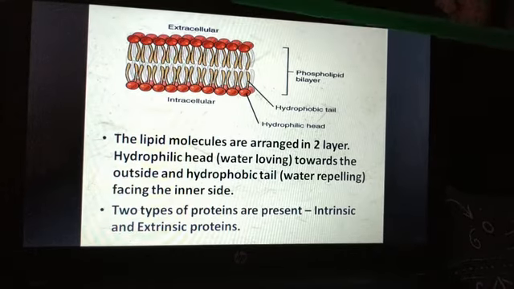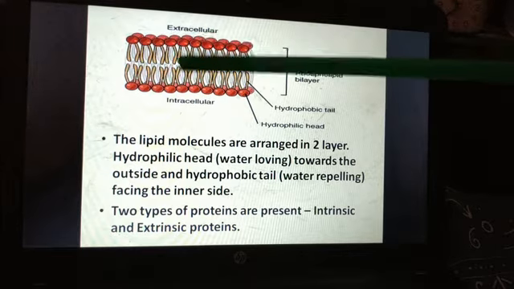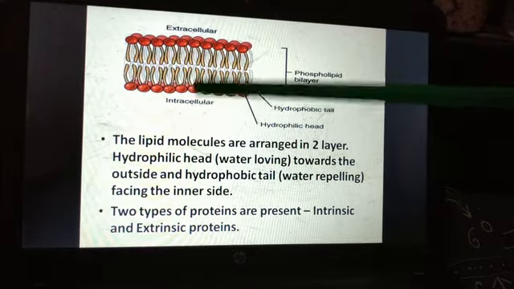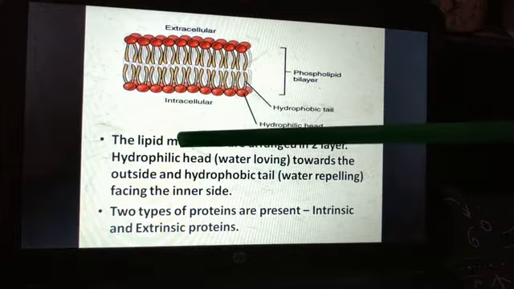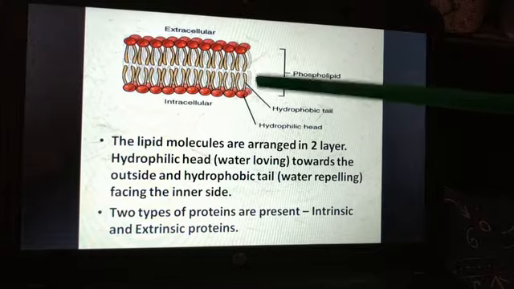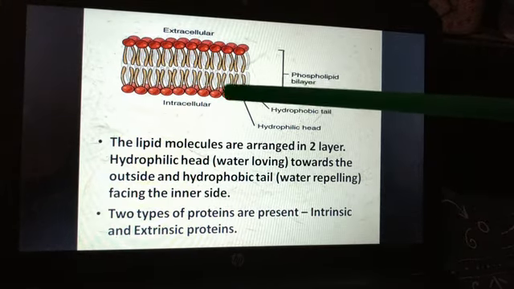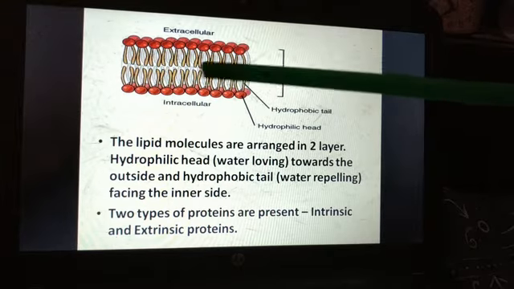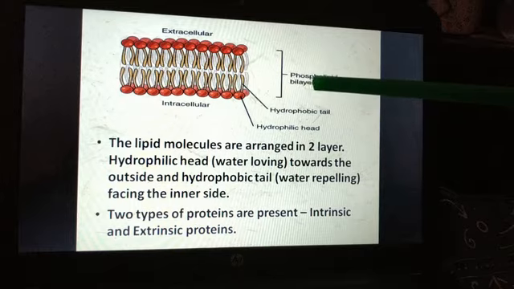This is the extracellular part, that is, this will cover the outside of the cell. This is the intracellular part. This will be in the inner part of the cell. Now these are phospholipid bilayer. Bilayer since it has two layers. This is the first layer and this is the second layer. So these are phospholipid bilayer.